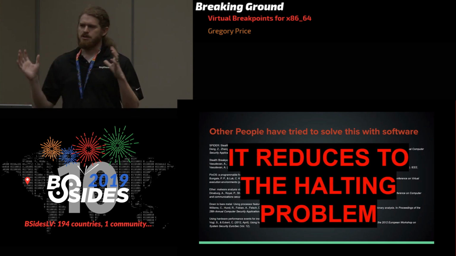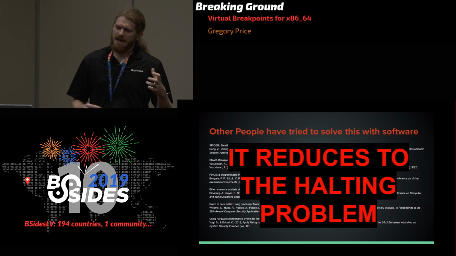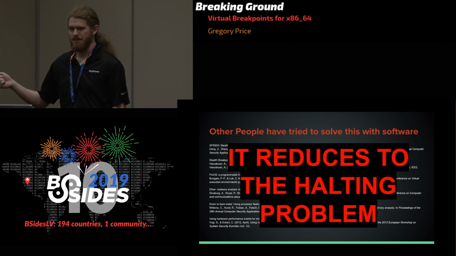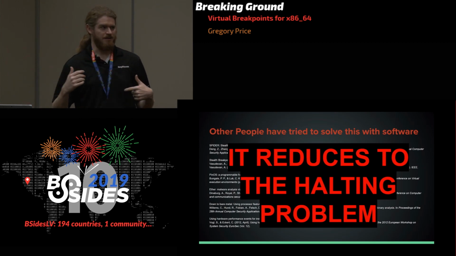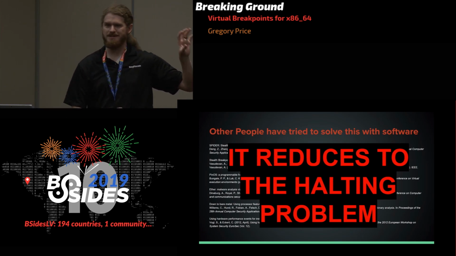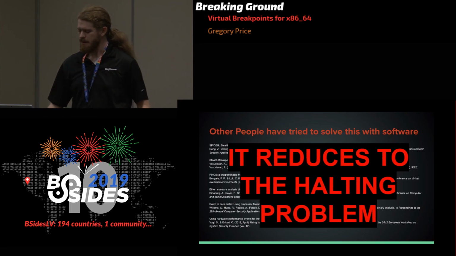If you abstract it out, what you're really talking about is how do I determine something behavioral about a generic program? And if you have any computer science background, you're running straight into the halting problem. You shouldn't even attempt to solve this problem because it's undecidable.